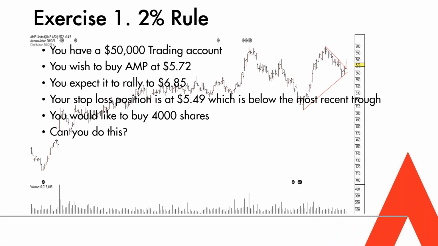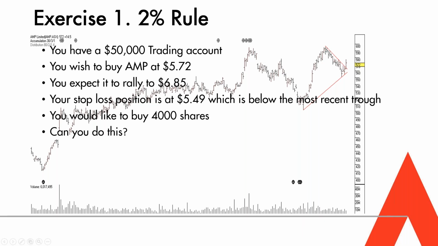So let's say that you've got a $50,000 trading account. You wish to buy AMP at $5.72 and you're expecting it to rally to $6.85, which is up near that peak. Your stop loss position is under the trough low at $5.49. You're thinking you'd like to buy 4,000 shares. Now the question becomes, can we afford to do that? So really, to understand this, we need to know what's 2% of our trading account. And if we purchased 4,000 shares, is it within that risk?